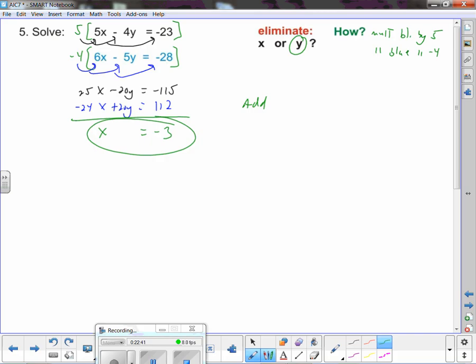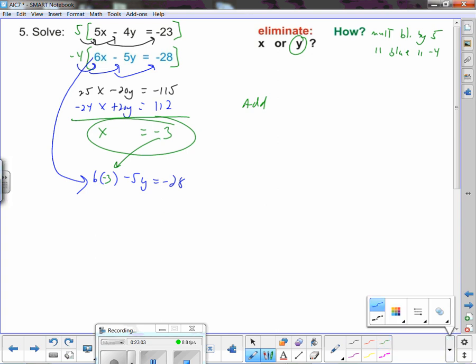All right, got the value of x. I need to solve for the value of y. You know what? I've used the black one every single time. I think I'll just use the blue one just to be different here. All right, 6 where the x is. I'm going to sub in the value. What am I subbing in? Negative 3. All right, so let's go ahead and continue.